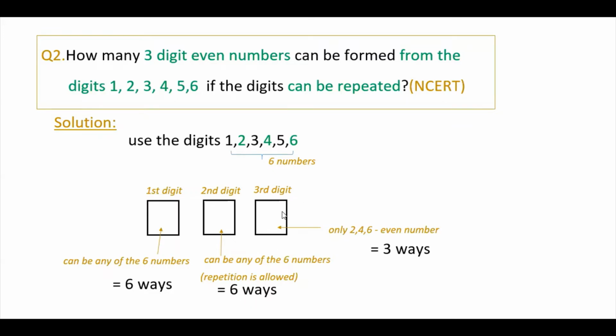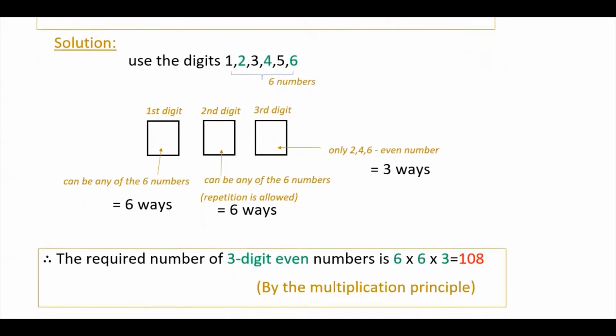But the third digit is an even number, so in the third digit you have to write only an even number. Out of these digits, only 2, 4, 6 are even numbers. So there are 3 ways you can write in the third digit, that is at the units place. Now by using the multiplication principle, the required number of 3-digit even numbers is 6 into 6 into 3, that is 108.